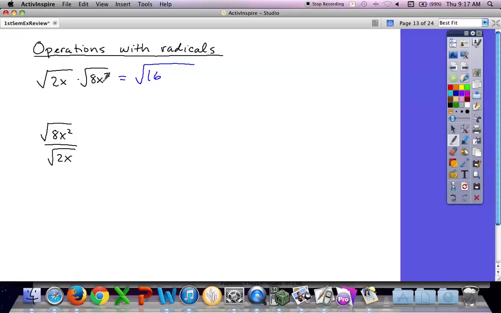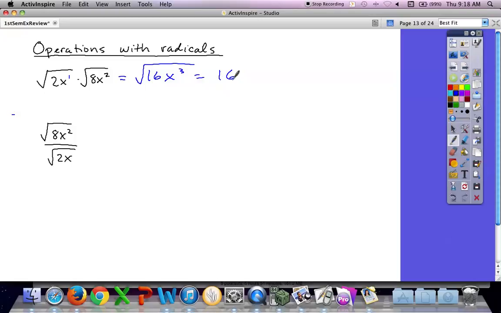X times x squared is, remember, you add exponents, x to the third, right? And then you would simplify. You would say, well, is 16 a perfect square, since we're taking squares? Yeah, it is. So that one we don't have to worry about. That's 16.